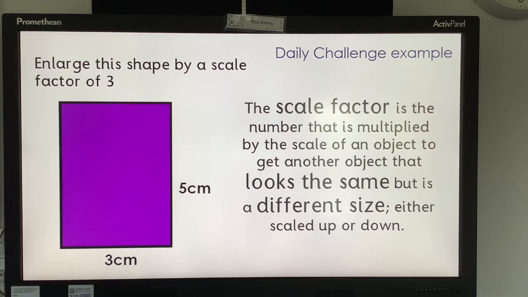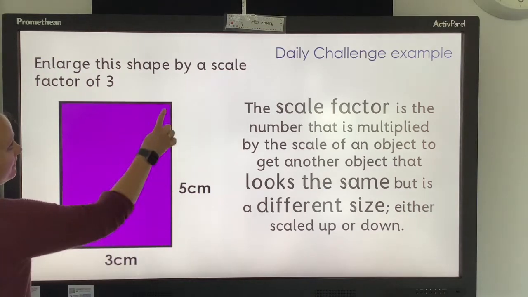Enlarge the shape by a scale factor of 3. Now you'll notice that we've got a slight difference from yesterday. Yesterday when we did this we had squared paper in the background, so we were able to count squares. This time we've got no squared paper but we've got measurements instead: 3 centimetres and 5 centimetres.